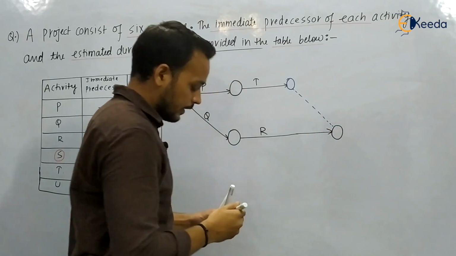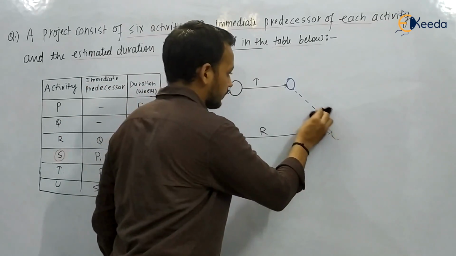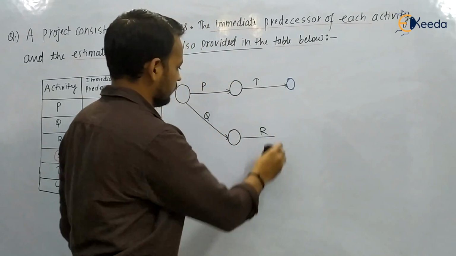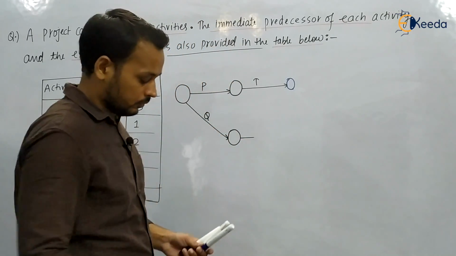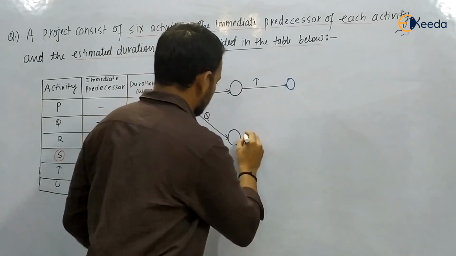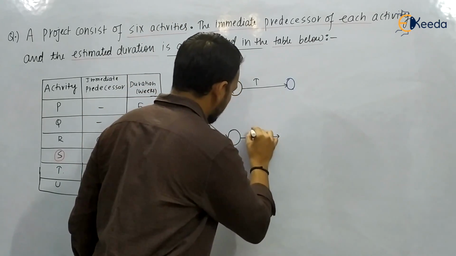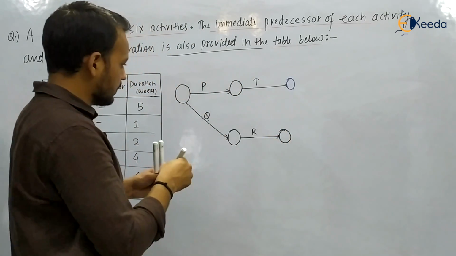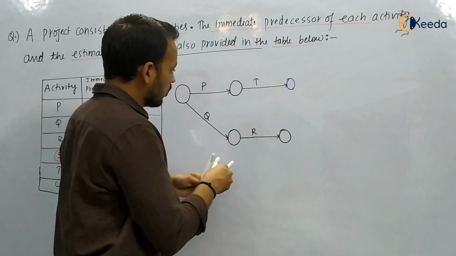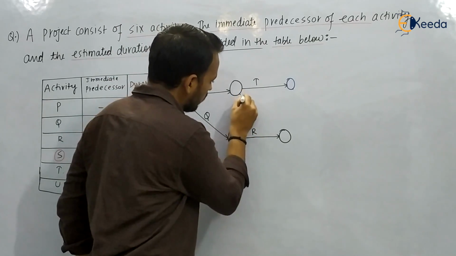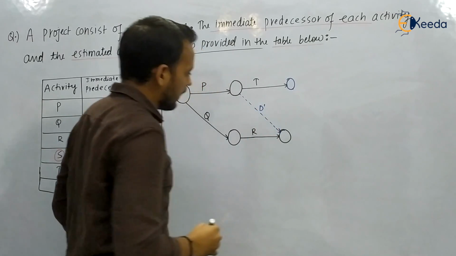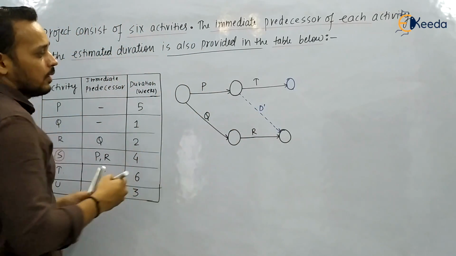The precedence is P and R here. This was activity R. We have to draw activity S. The precedence is P and R. So what are we going to do? We are going to draw a dummy activity. You will know the reason. This is D dash. Dash means dummy activity.